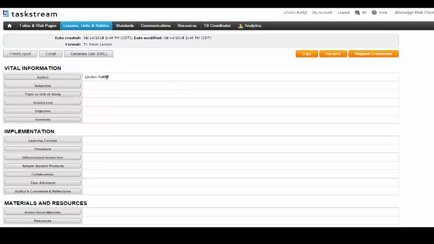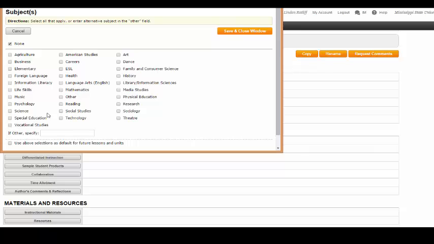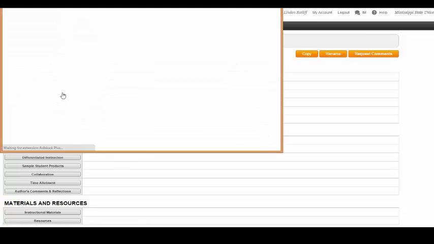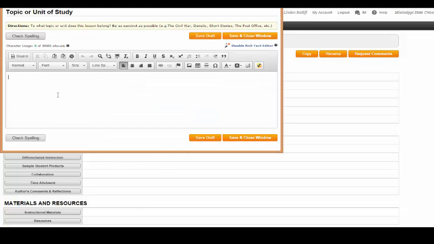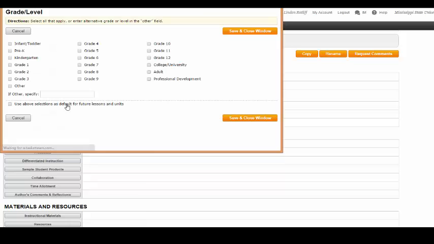You'll see what happens. It goes author, Lyndon Ratliff. Subject. You don't have to type anything in. You click on subject and you go, okay, history. Save and close. Topic or unit study. It's going to ask you what you want to type in. Let's do the Cold War, Day one. Done. Grade level. Look what you get to do. You can pick what grade level you want.